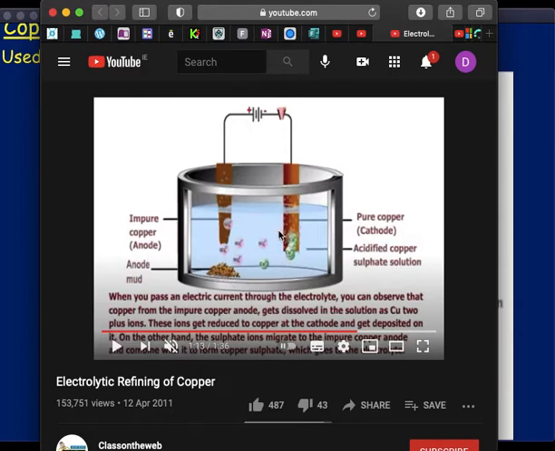So obviously this has applications in purification methods, and it has applications if you wanted to plate something in copper, like a spoon or a coin. Even I do it with coins, just to show you that you can change the color of them and plate them with the copper.